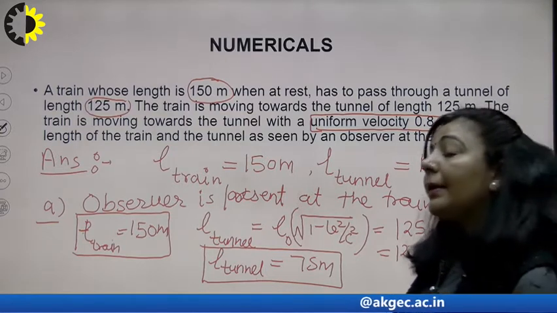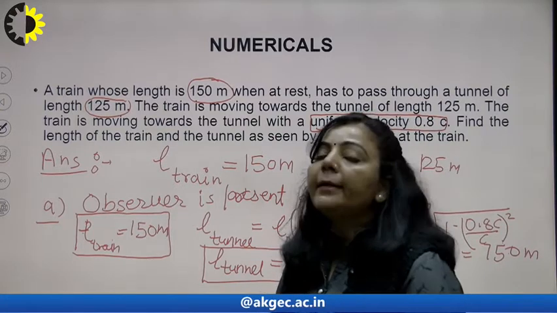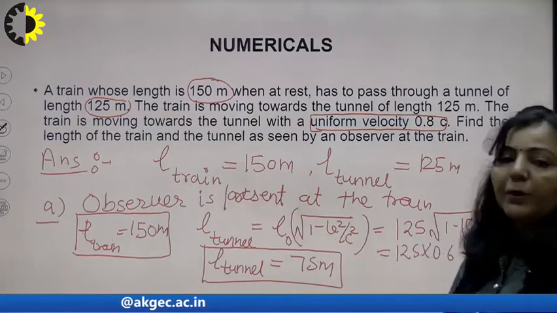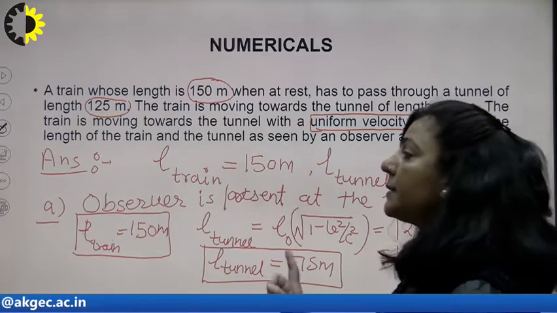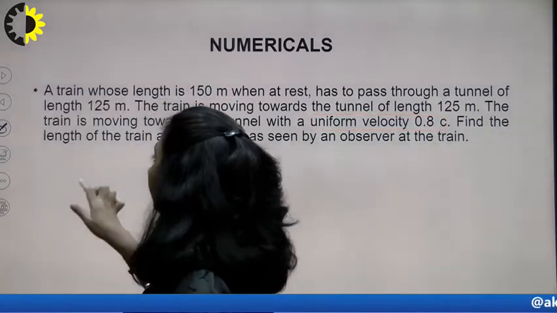Now we are taking the second part of this question. Suppose the observer is sitting in the tunnel. When the observer was sitting in the train, you got this particular answer. Now in the second part, your observer is sitting at the tunnel. So we are going to solve this particular part.